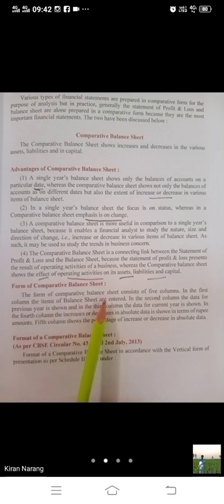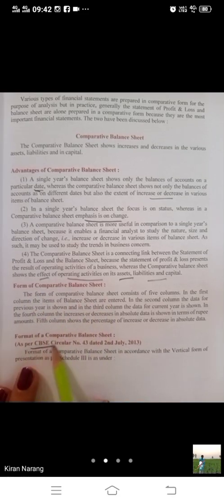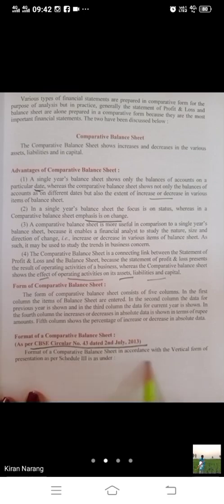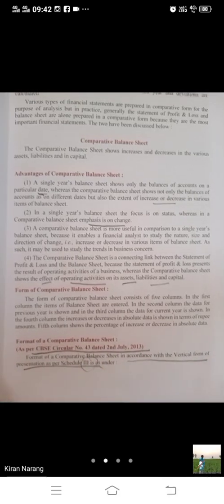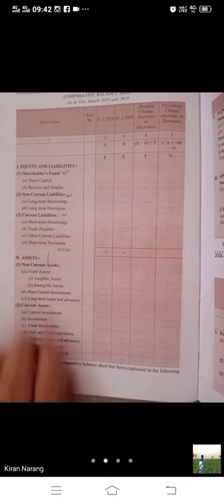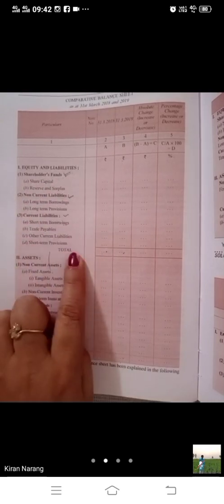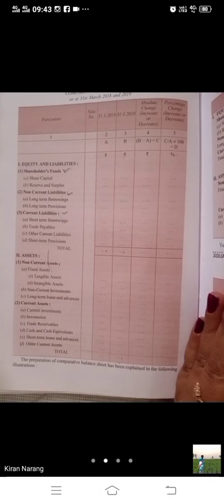So, the form of the comparative balance sheet. As per the CBSE circular dated this, the format of the comparative balance sheet in accordance with the vertical form of presentation as per Schedule 3 is as under. So this is a format which you have to learn first. Page number 3.6, you have to learn the format first. On the top you have to write equity and liabilities, three major heads: shareholders' funds, non-current liabilities, current liabilities, then total. At the bottom you have to mention the assets: non-current assets, current assets and the total. Have a look at this format.